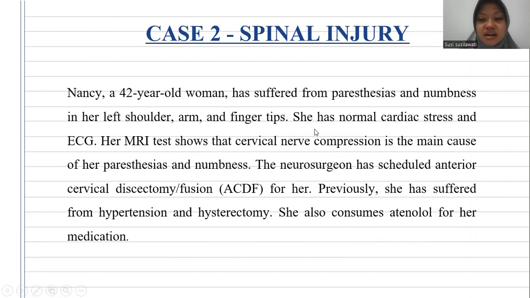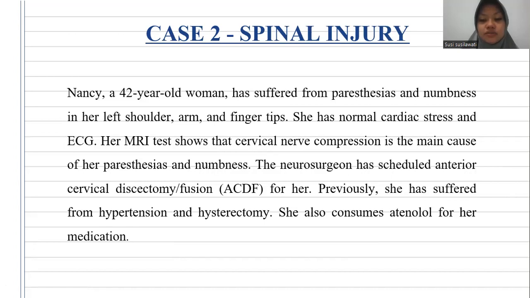She has normal cardiac stress and EEG. Her MRI test showed cervical nerve compression is the main cause of her paralysis and numbness. The neurosurgeon has scheduled anterior cervical discectomy and fusion, ACDF, for her.